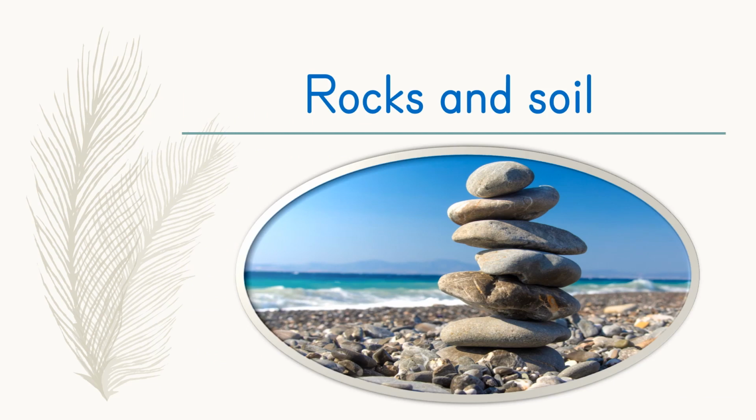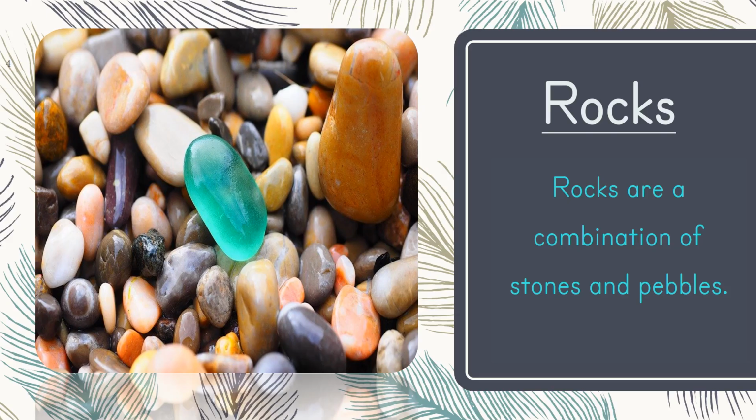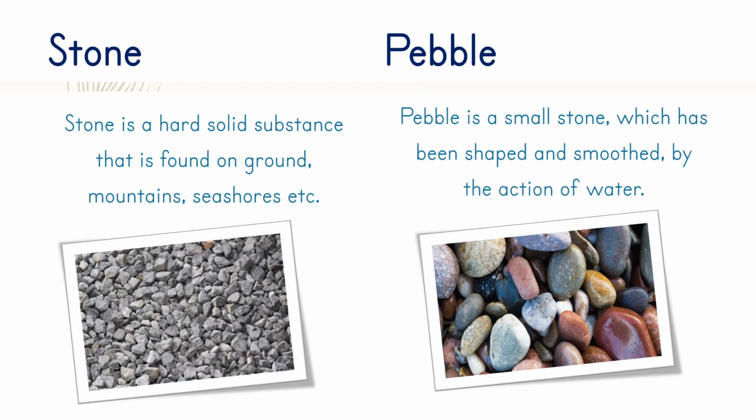Let's start chapter number 5, Rocks and Soil. Dear students, do you know what rocks are? Yes, rocks are a combination of stones and pebbles. Do you know the difference between stone and pebble? Stone is a hard, solid substance that is found on ground, mountains, or seashores, etc., while a pebble is a small stone which has been shaped and smoothed by the action of water.